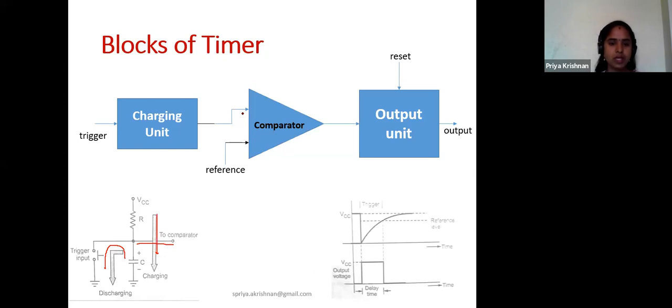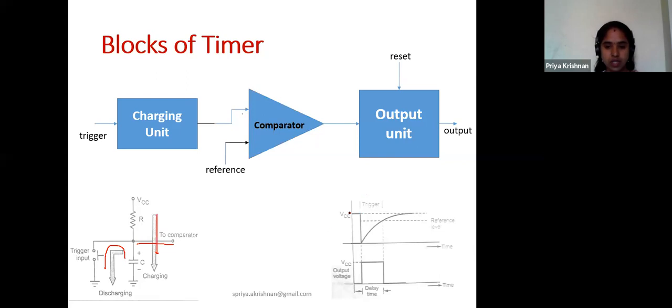At one point, I have the output of the capacitor voltage, which reaches a particular value, and at the other point I have some reference value. So it always compares these two. Whenever this point is greater than this point, the comparator goes to one state. If the comparator goes to one state, then immediately the output starts to release.